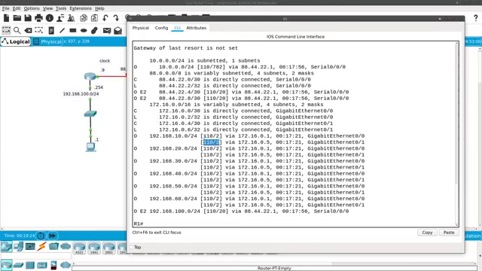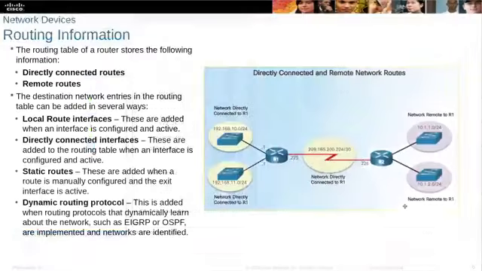If one of these routes was much faster than the other, it would only put the best route in the routing table. But because they are both exactly the same cost to get there, it puts both routes in the routing table. Okay. So hopefully that'll have given you a little idea of what a routing table looks like.